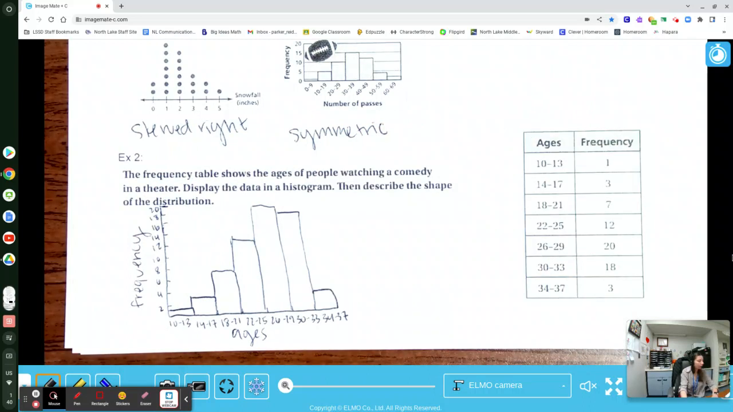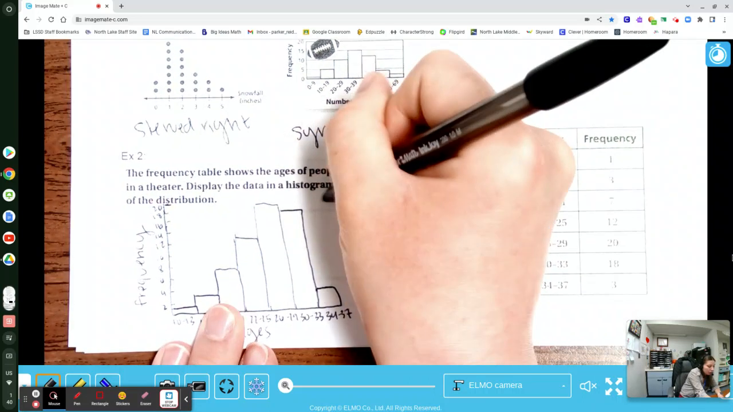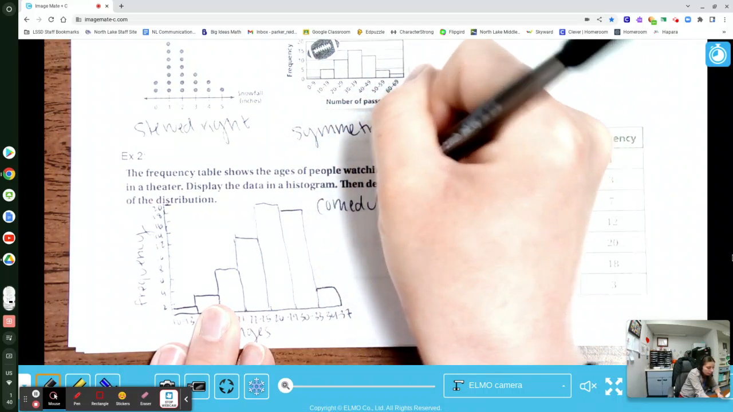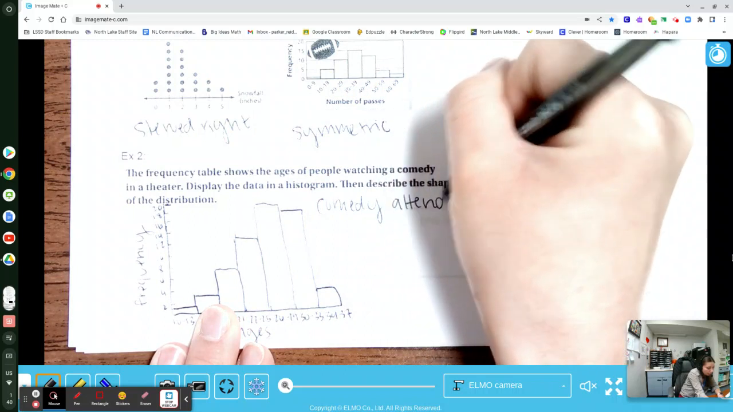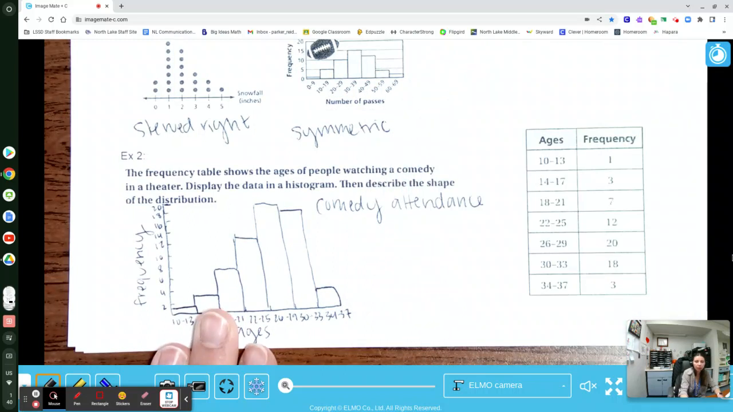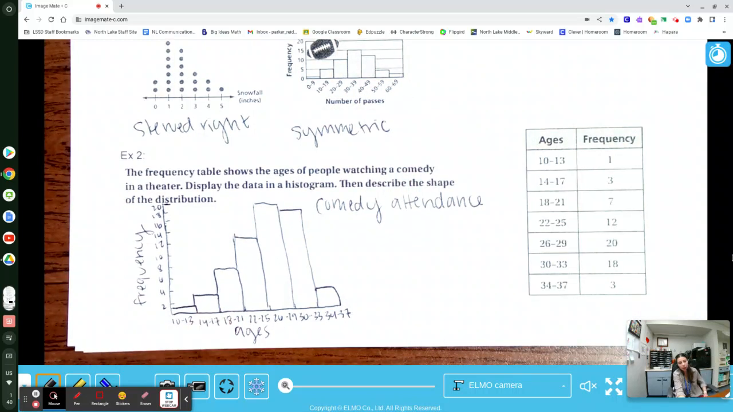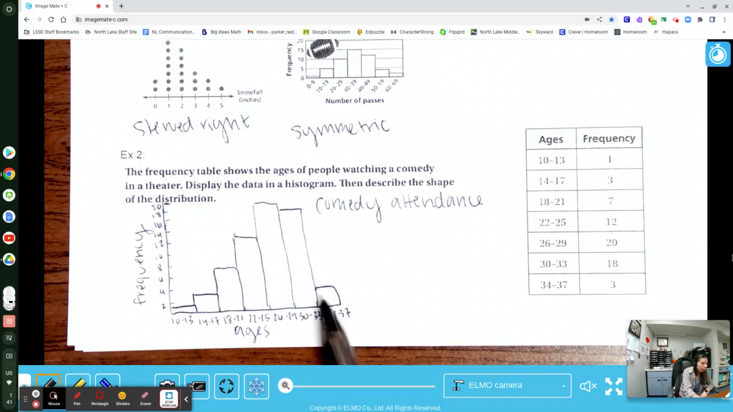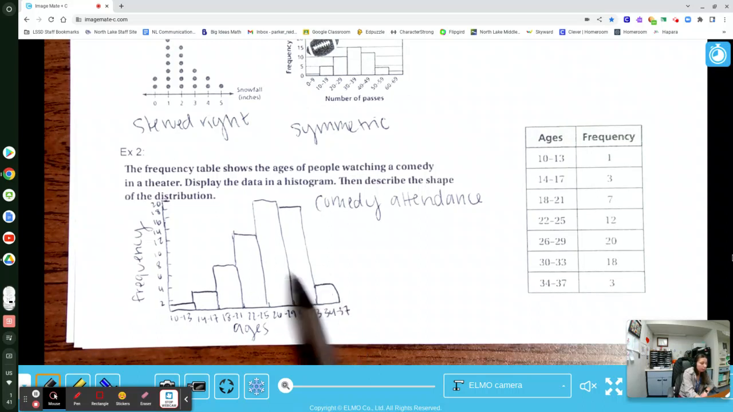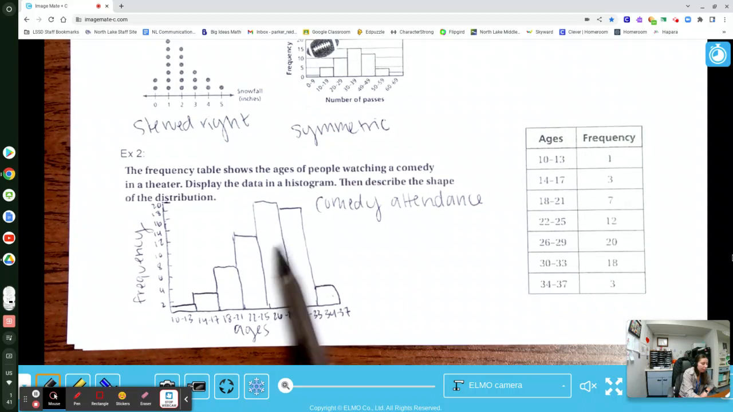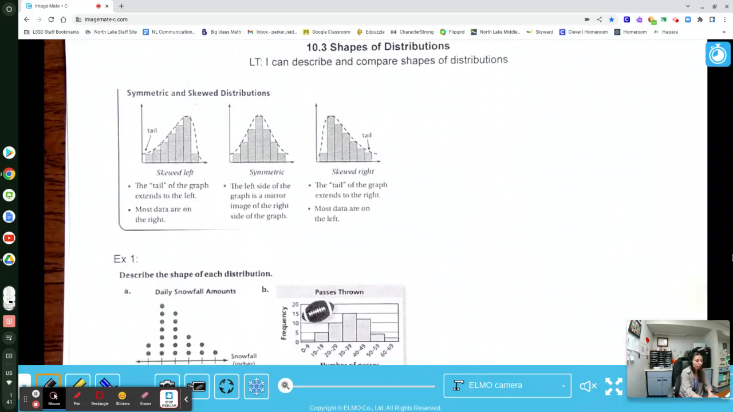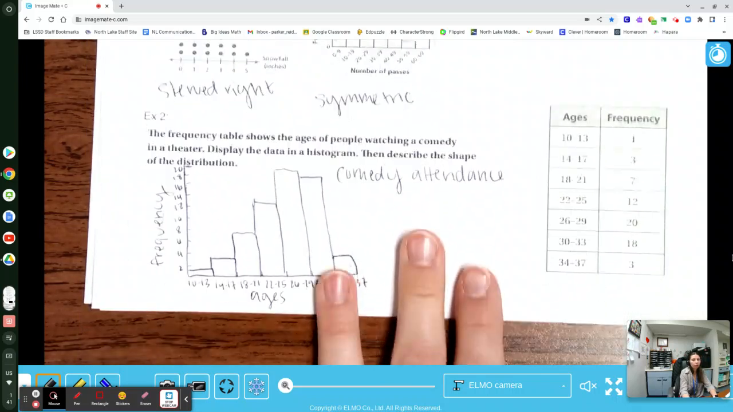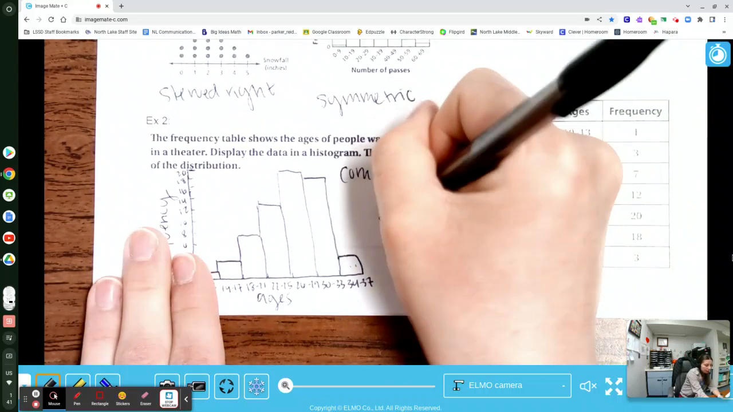Okay, and let's also not forget to give this a name. I'm going to call it comedy attendance because it's describing the attendance at a comedy show based on age. So here's our histogram. Now we're going to describe the shape of the distribution. So even though there's a lower bar over here, it still seems that most of the data is in this area on the right, and there is a tail over to the left. So that matches our skewed left distribution. So we're going to say that this data is skewed left.